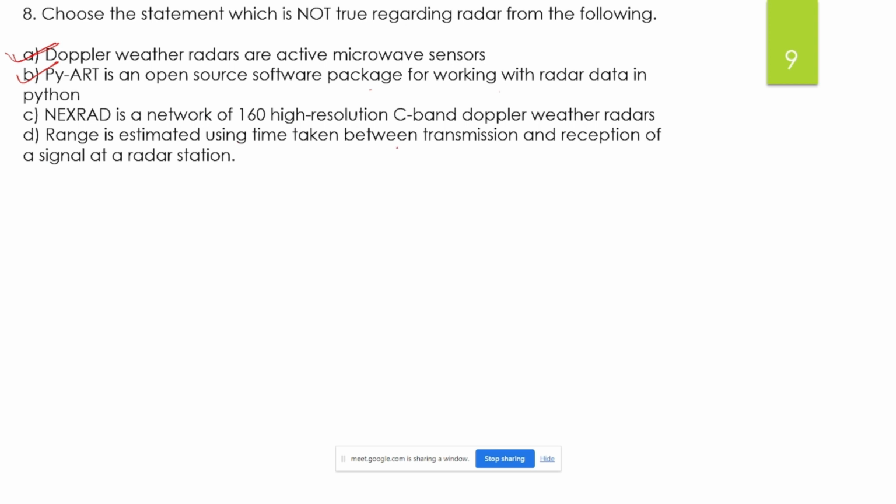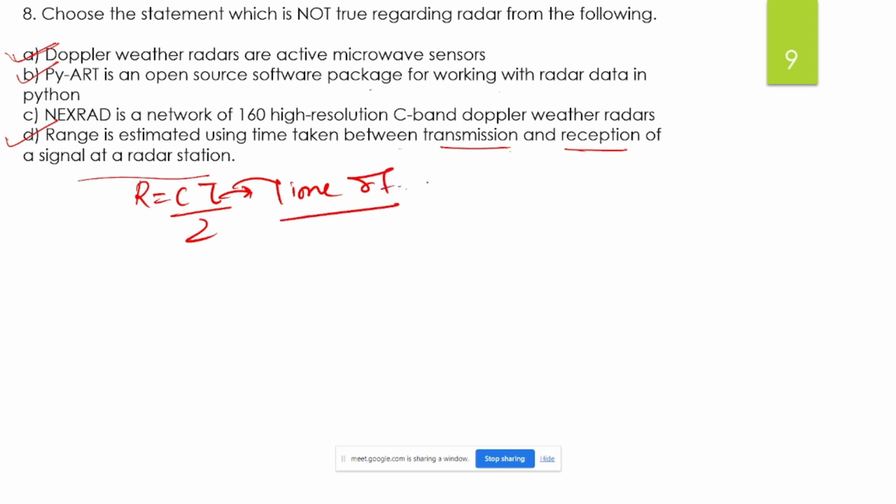Range is estimated using time taken between transmission and reception of a signal at the radar station. So this is also a true statement. If you remember, R equals C into tau by 2. So tau is the time when it goes from source to receiver and back. So this is the total time.